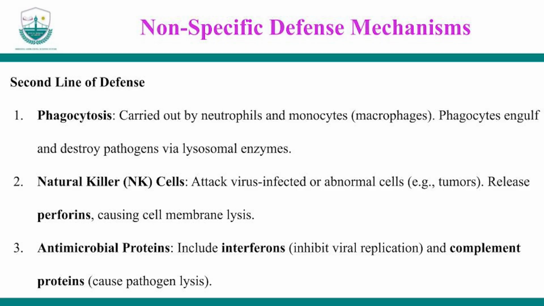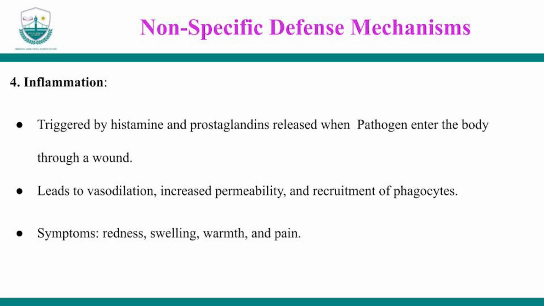And then you have some proteins that are also very defensive. For example, the interferons and the complement proteins. Of course, there are very many complement proteins, and it is not in our scope to look at them now, but they cause pathogen lysis. The interferons are very important in preventing viral replication. Another way is inflammation.